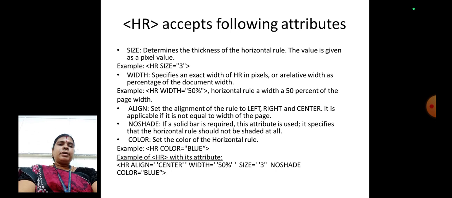Align sets the alignment of the rule to left, right and center. It is applicable if it is not equal to the width of the page. Noshade: if a solid bar is required, this attribute is used. It specifies that the horizontal rule should not be shaded at all. Color sets the color of the horizontal rule. Example: HR color equal to blue. Example: HR with its attributes, HR align equal to center, width equal to 50%, size equal to 3 and noshade, color equal to blue.